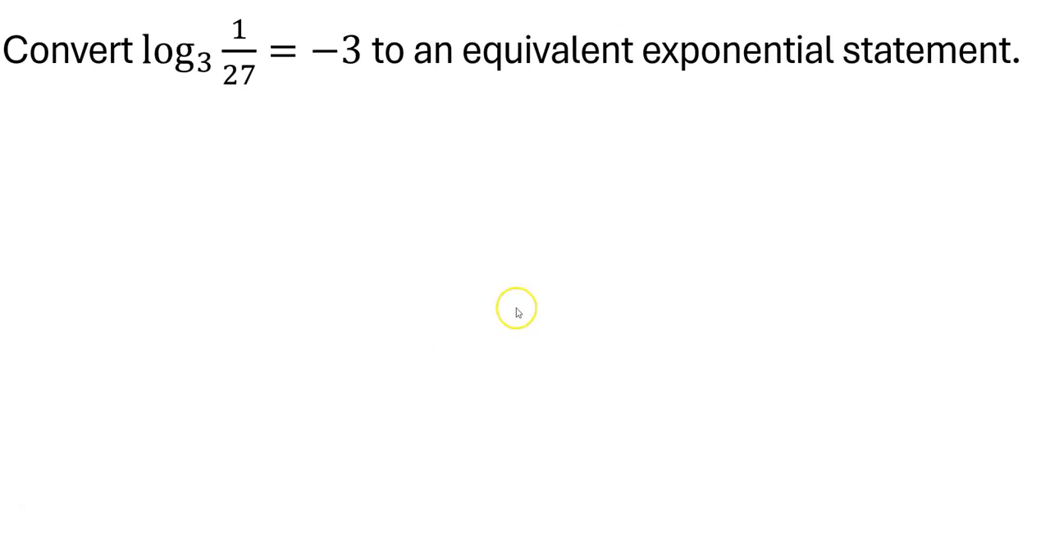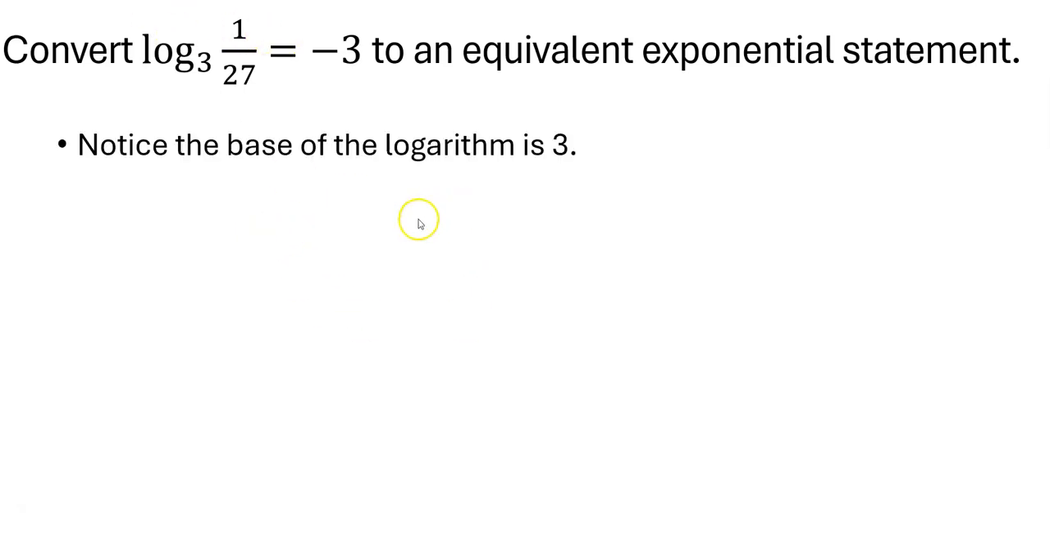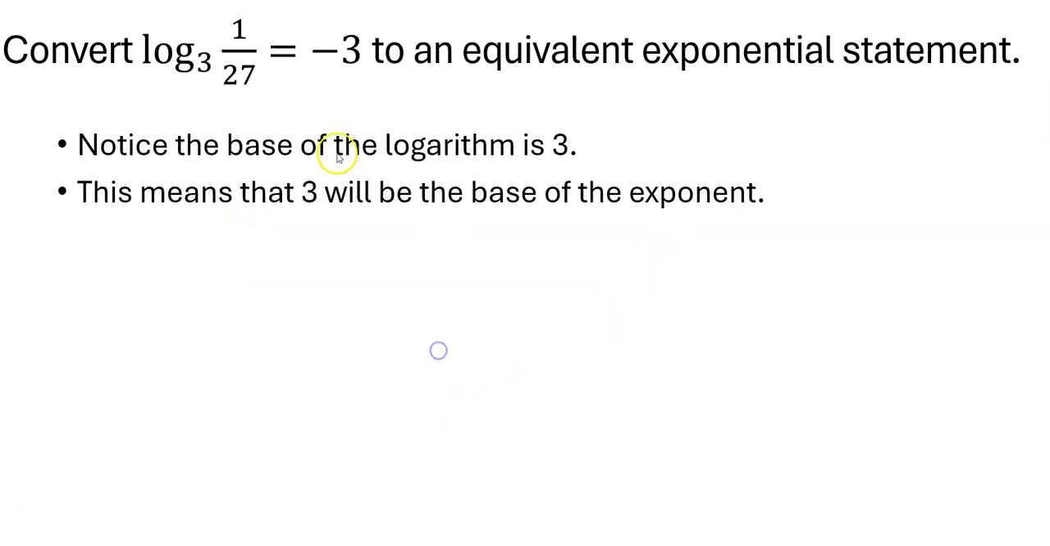Let's do one more. Convert the log of 1/27 base 3 equals -3 to an equivalent exponential statement. Okay, so once again, notice in the logarithm that our base is 3. So if the base of the log is 3, then the base of the exponent is 3. I switch the sides of 1/27 and -3 to get the equivalent statement of 3 to the -3rd equals 1/27.